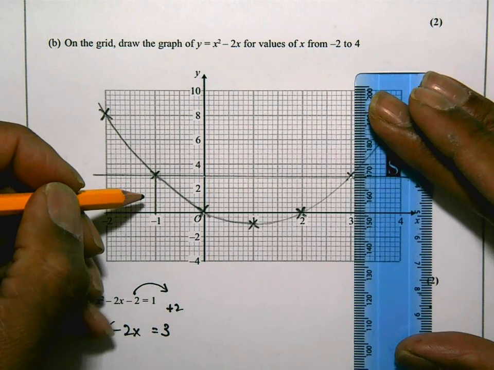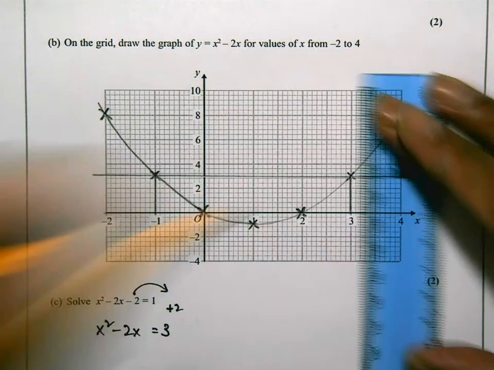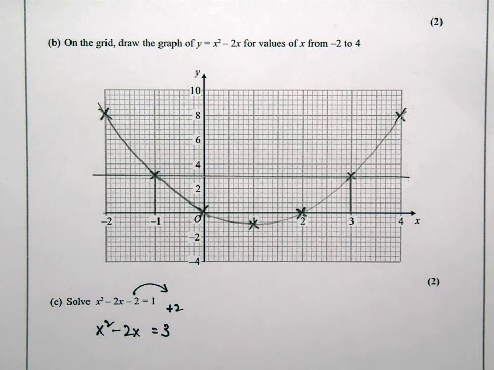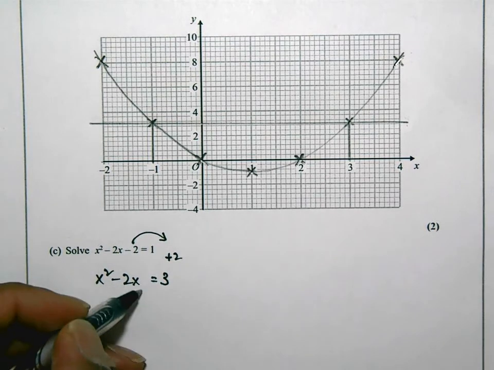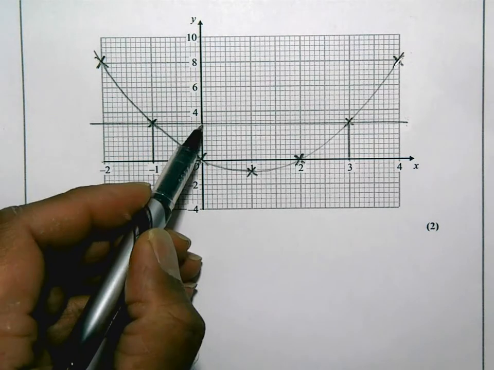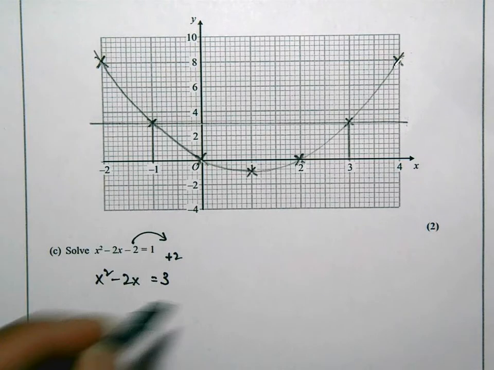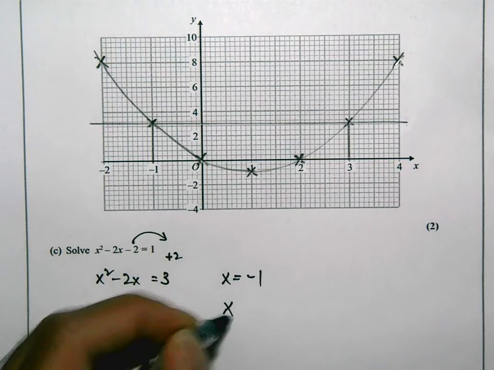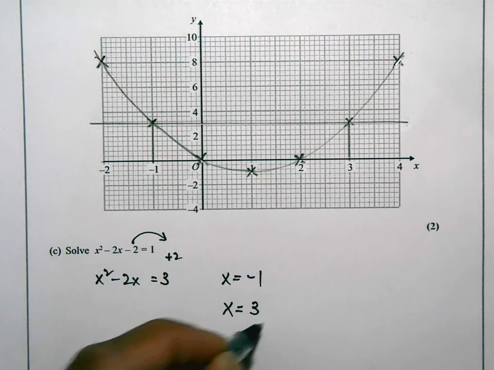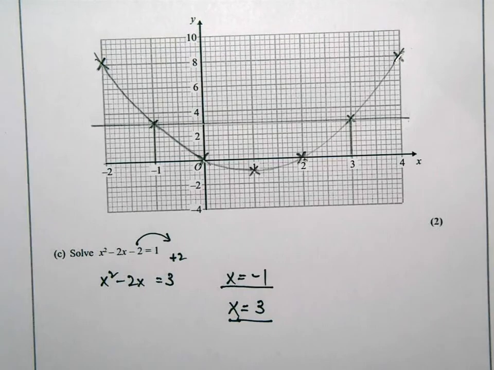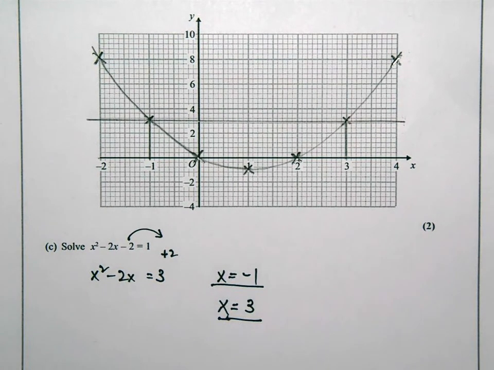So what that means is my answer to that particular part of the question in terms of solving it is x squared minus 2x is equal to 3 when x is minus 1 and when x is 3. Those are my two answers for part C, minus 1 and 3. Make sure you understand this. That last part is a bit tricky, but it's actually a common question. Make sure you understand it, you're able to do it, and you should be able to get full marks in it.